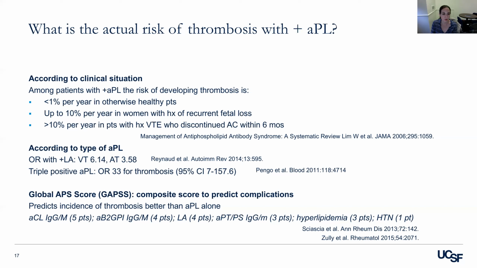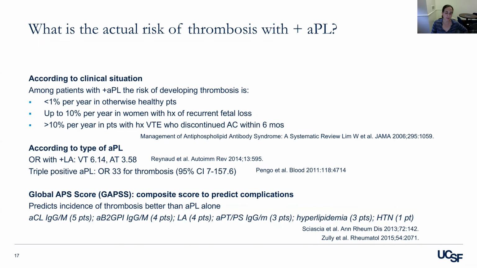And in those patients who have had a venous thromboembolic event, who have discontinued their anticoagulation within the past 6 months, that risk is over 10% per year. And then again, according to the type of antiphospholipid antibodies, those patients who are positive for the lupus anticoagulant, the odds ratio for venous thrombosis has been shown to be on the order of 6, and arterial thrombosis an odds ratio of about 3.5. And then you can see here in this paper from Blood, triple positive antiphospholipid antibodies, an odds ratio of 33 for thrombosis, so quite a bit higher.